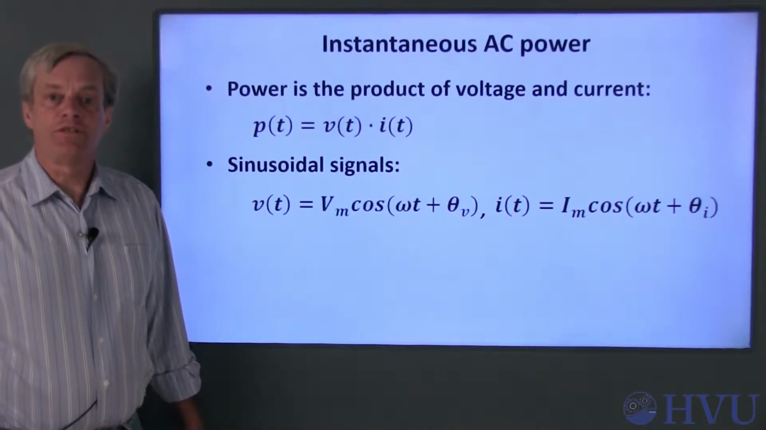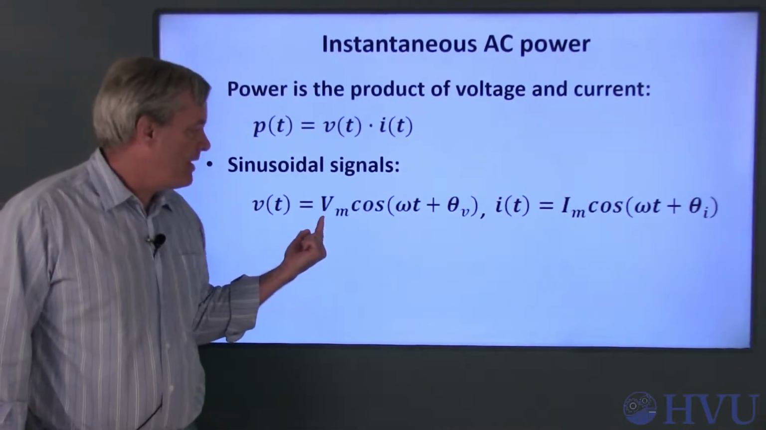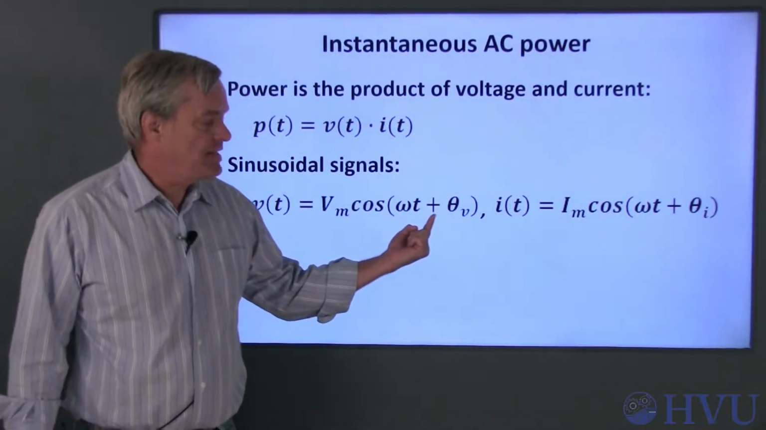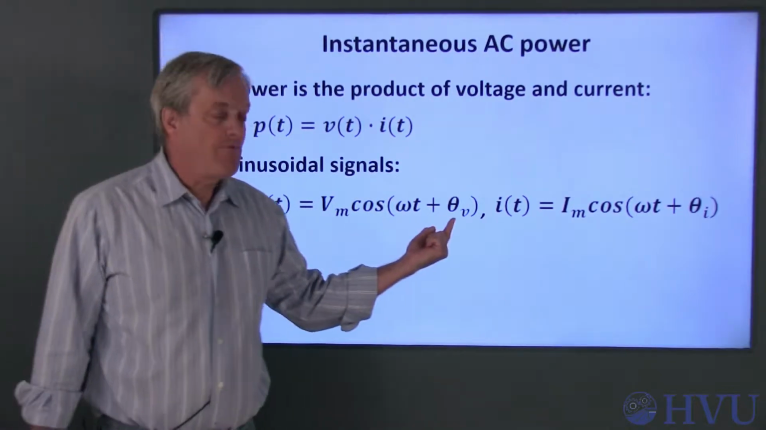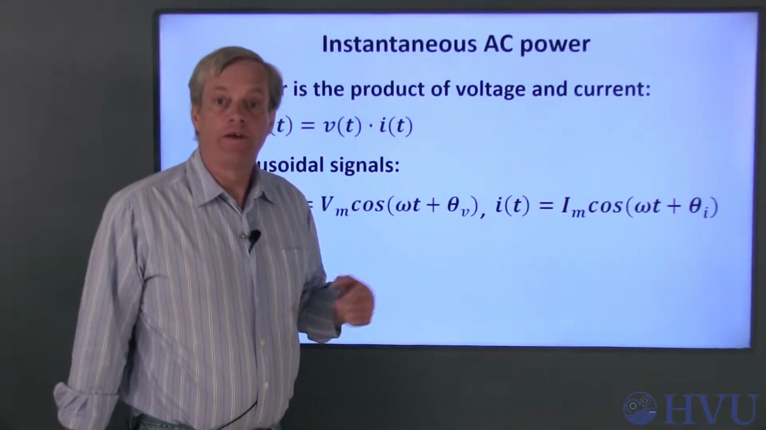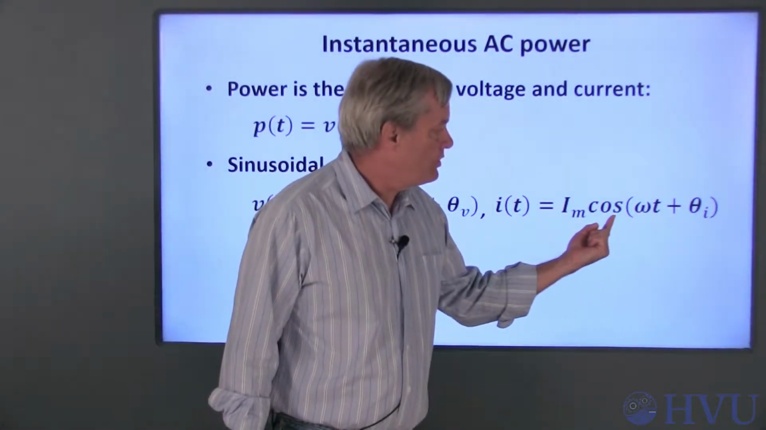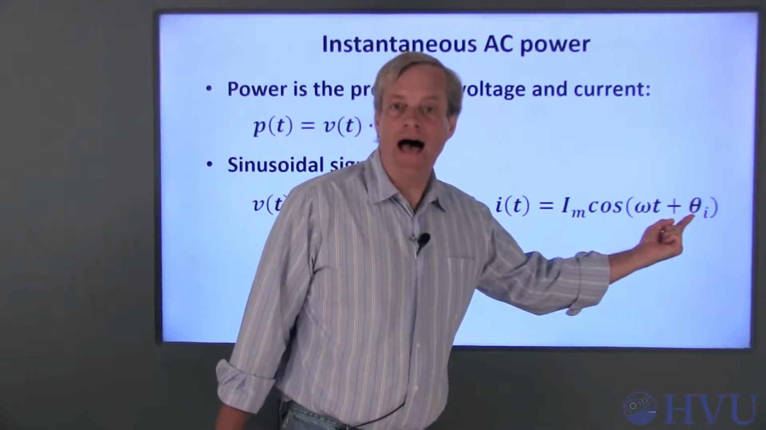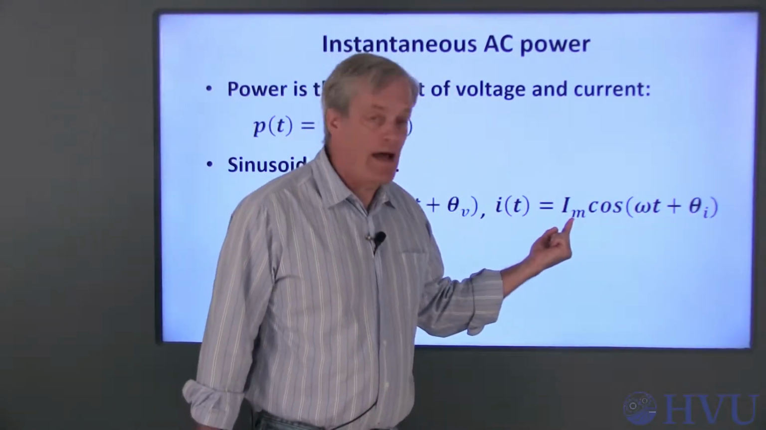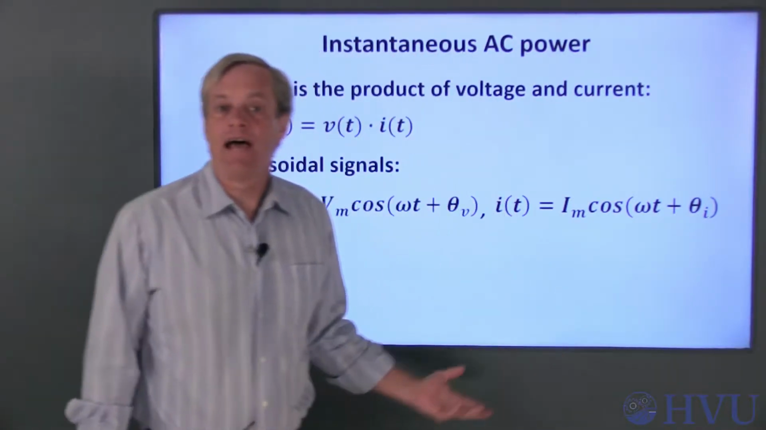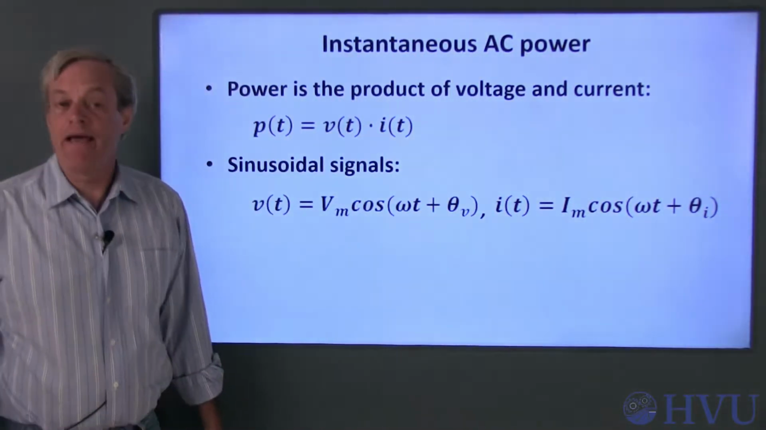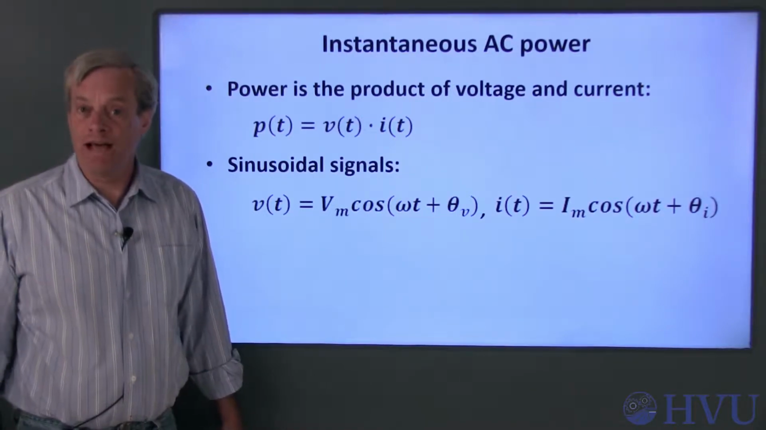The voltage as a function of time will be written as V sub m times the cosine of omega t plus theta v. So the voltage has a magnitude V sub m and a phase angle theta sub v. The current is I sub m times the cosine of omega t plus theta I. The current has a magnitude I sub m and a phase angle theta sub I. Both signals have the same frequency, omega, and they both have zero average values.